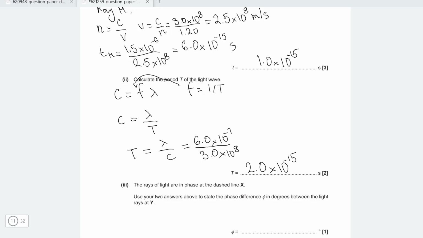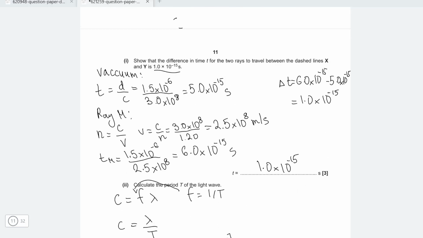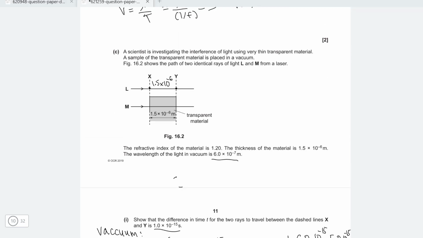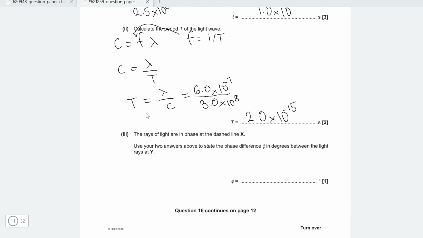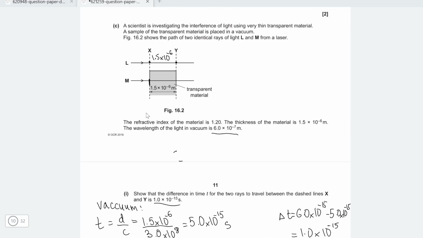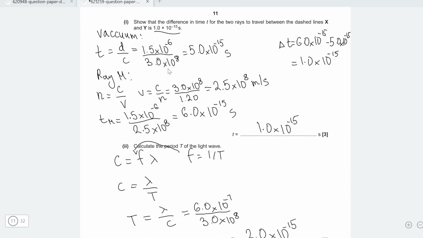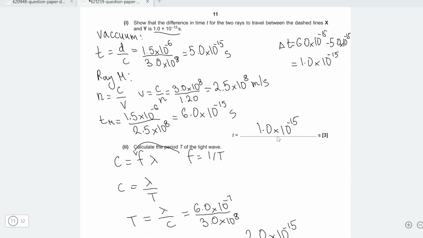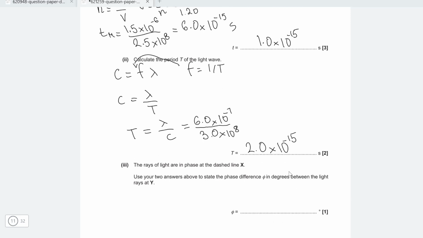For part 3, they're asking us if the light rays are in phase at the dashed line X. So right before it enters the material, right here, those two light rays, L and M, are in phase. What will their phase difference be at essentially the end of the crossing of the material? Well, we know that the time difference from this point to this point is 1.0 times 10 to the power of minus 15 seconds. Because the time period is 2.0 times 10 to the power of minus 15, this is half of the time period.